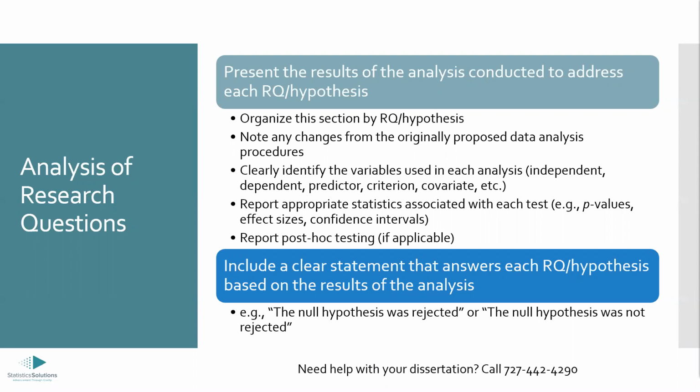And you want to report the appropriate statistics associated with each of the tests. So things like p-values, t and F statistics for those types of tests, effect sizes, and confidence intervals. And if you're doing an analysis that requires post hoc testing, you'll want to report the results of those post hoc tests. So an example of this would be an ANOVA that was significant, and you have to do post hoc tests to see exactly which groups are different from each other. In that case, you'd want to report the results of those post hoc tests.